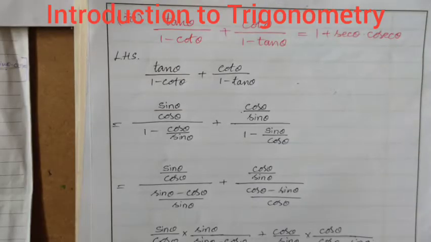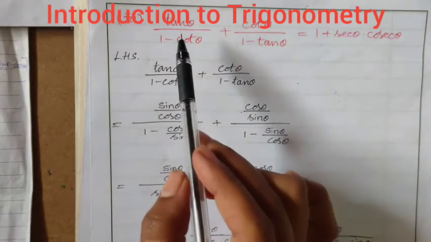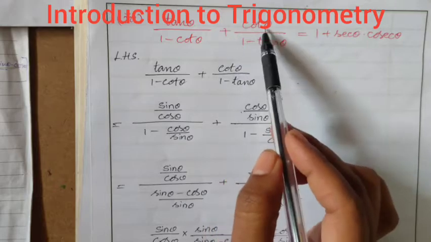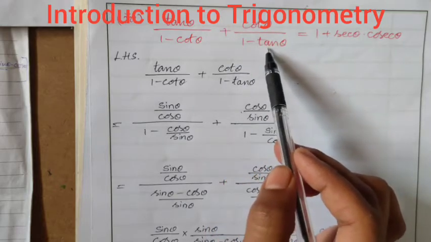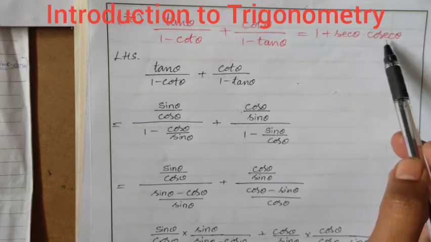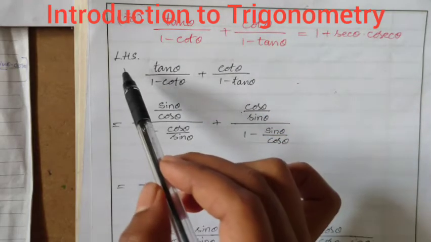Students, now we are going to discuss the third problem. What is the third problem? Tan theta divided by 1 minus cot theta plus cot theta divided by 1 minus tan theta equal to 1 plus sec theta into cosec theta. Students, you can take here LHS first.